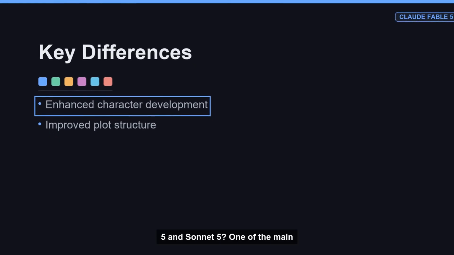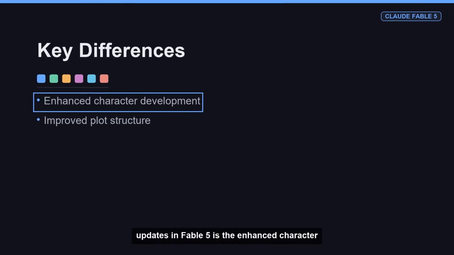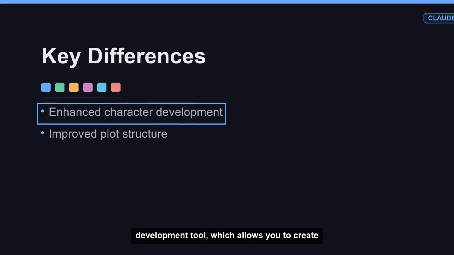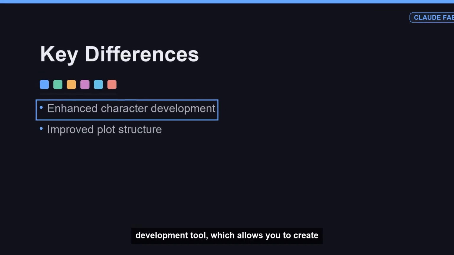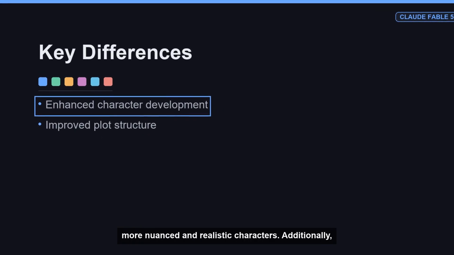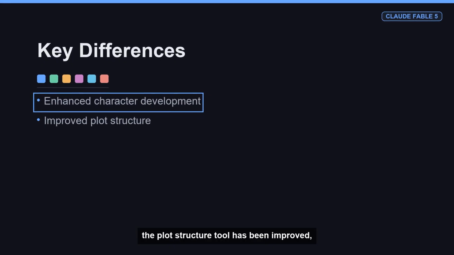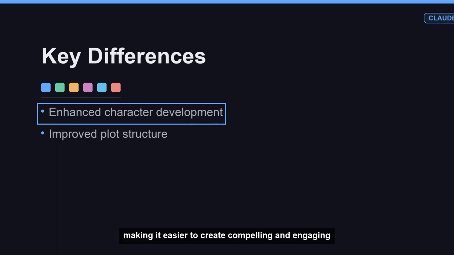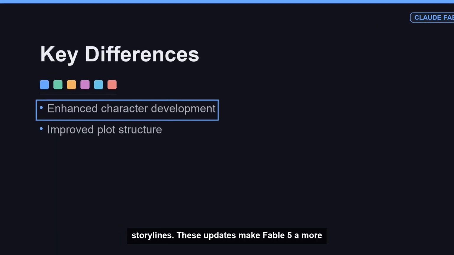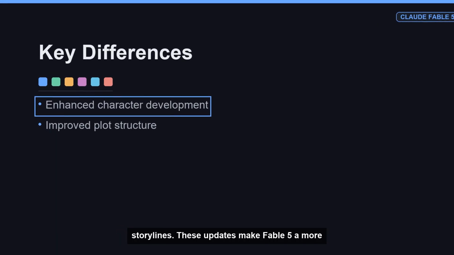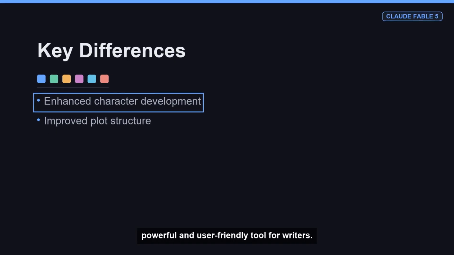One of the main updates in Fable 5 is the enhanced character development tool, which allows you to create more nuanced and realistic characters. Additionally, the plot structure tool has been improved, making it easier to create compelling and engaging storylines. These updates make Fable 5 a more powerful and user-friendly tool for writers.